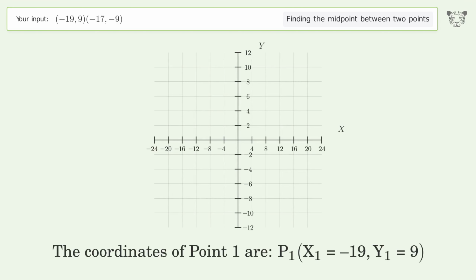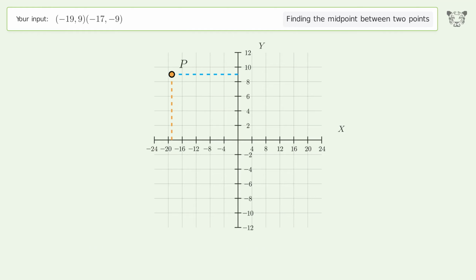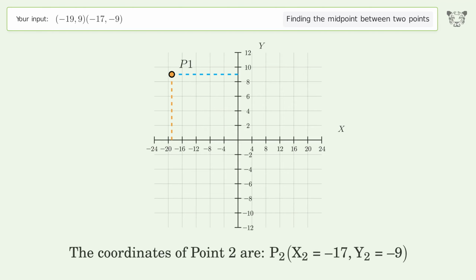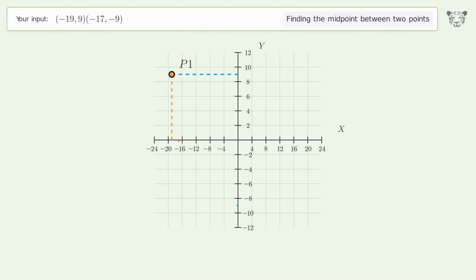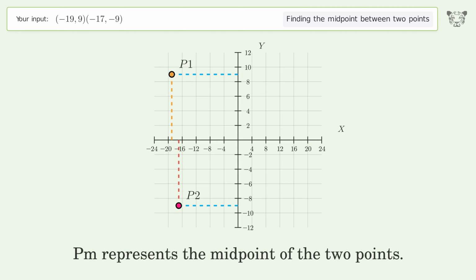The coordinates of point 1 are x1 equals -19, y1 equals 9. The coordinates of point 2 are x2 equals -17, y2 equals -9. PM represents the midpoint of the 2 points.